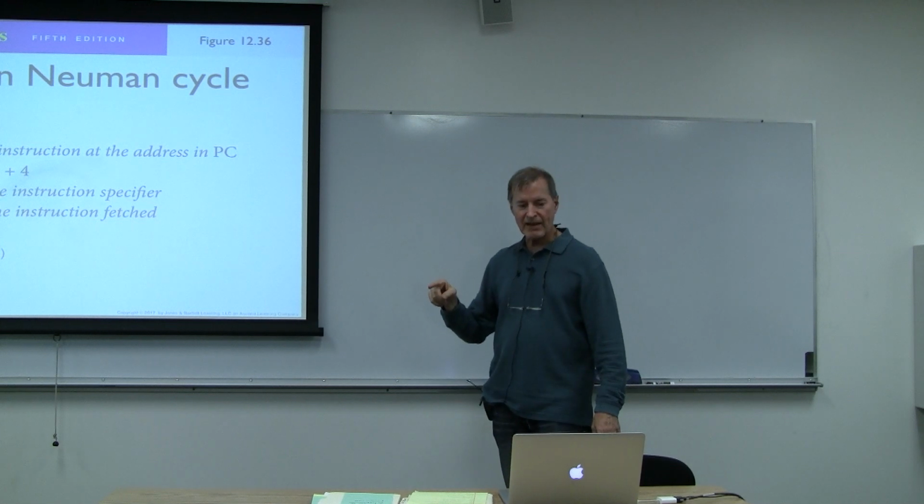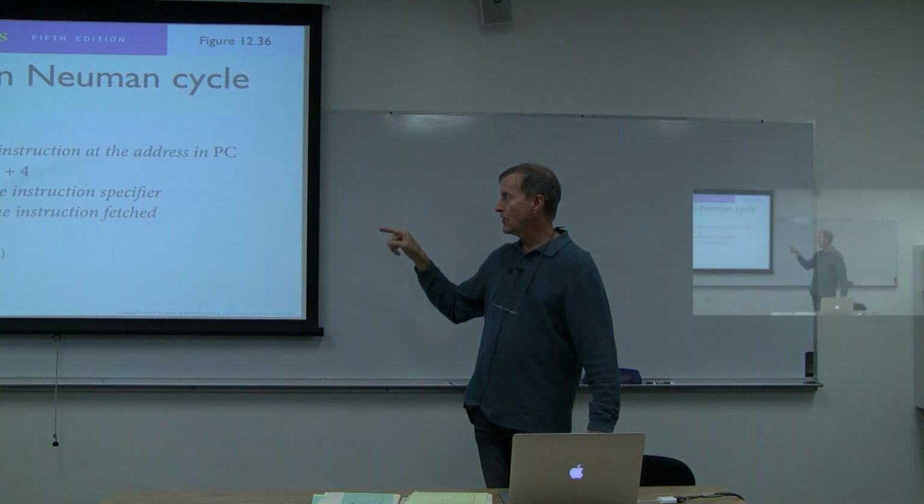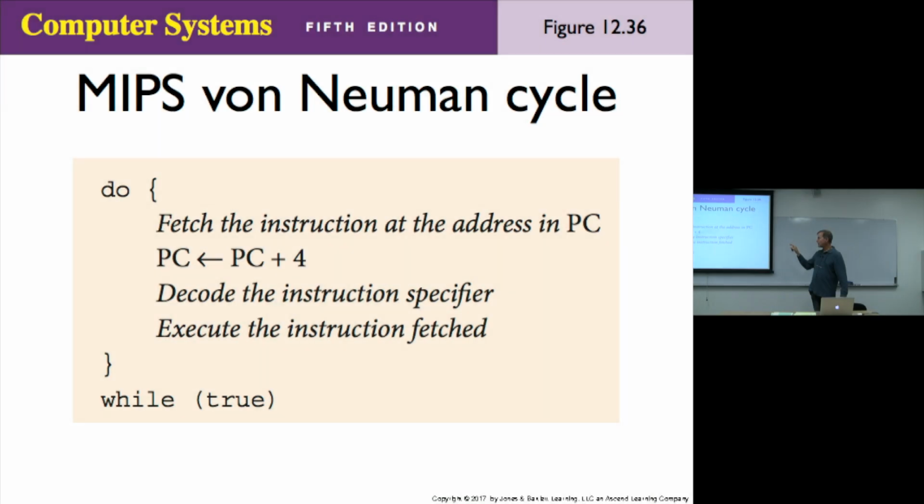And memory is still byte addressable, so in Figure 12.36 we have the MIPS von Neumann cycle. We fetch the instruction at the address in the program counter. Simultaneously, what happens? Add to the program counter. And how much? 4. Why always 4? I guess that's the size of the instruction. Of the instruction. 4 bytes is 32 bits. Do you see why that is?